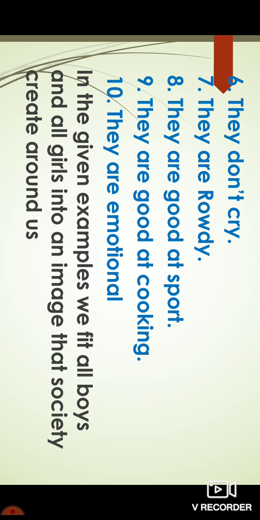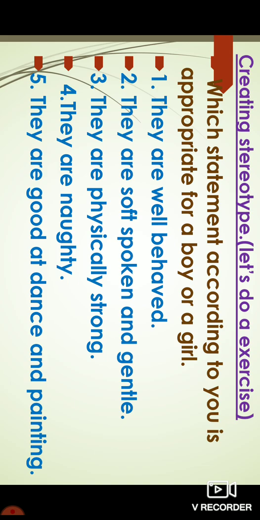In the given example, we fit all boys and all girls into an image. So we have created a certain kind of image in our mind, and society is creating it around us, and society is also following that same image. Why has it been created in your mind? Because society has created it, and because society is following it, it is there in your mind also. Now, is it necessary, dear children, that they are well behaved? Are the boys not well behaved? Yes, they are.